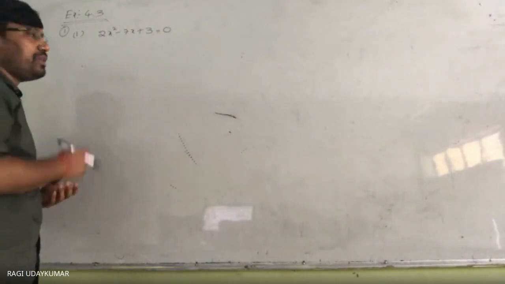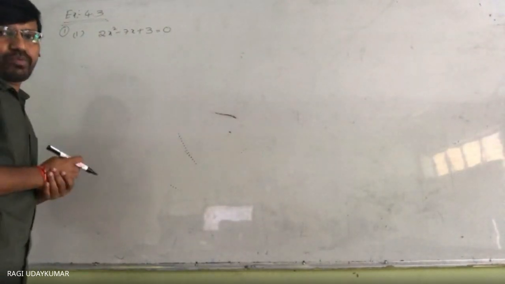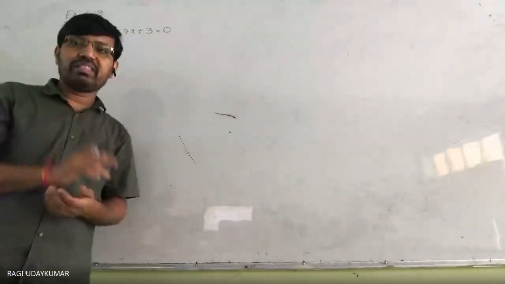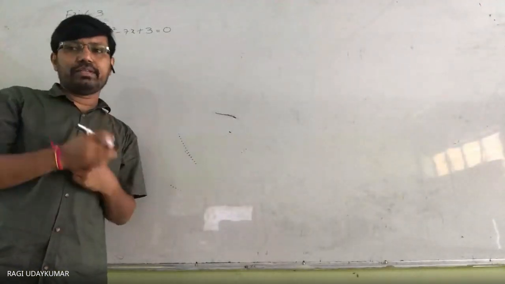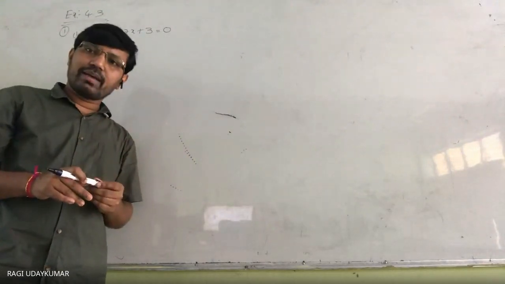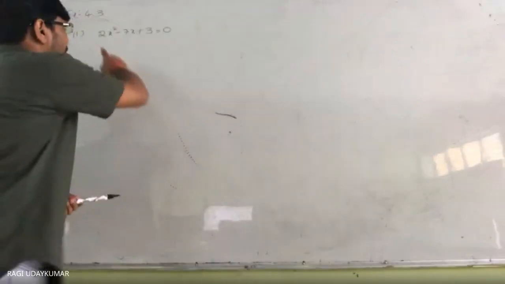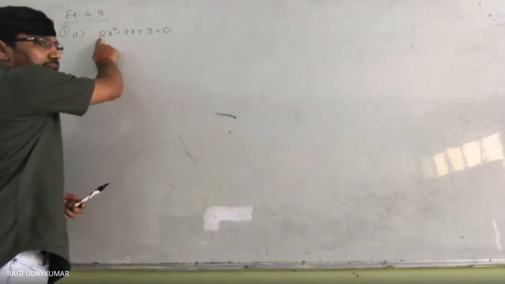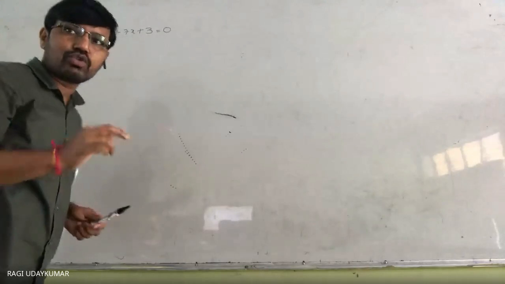So what to do? You divide the complete equation by 2, or multiply the complete equation by 2. There are two methods to do it, and both methods work. If you multiply the complete equation by 2, what do you get here? 4x square, and 4x square can be written as 2x whole square.